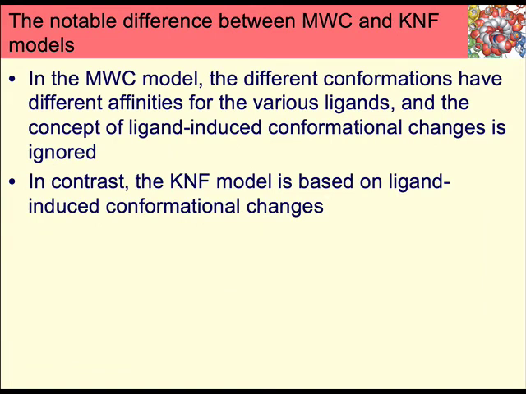And again, we're not going to talk about it in great detail, but we'll show you the contrast between these two. Here's the notable difference between Monod-Wyman-Changeux and Koshland-Nemethy-Filmer. In the MWC model, the different conformations of an allosteric enzyme have different affinities for the different ligands, and the concept of ligand-induced conformation change is ignored. On the other hand, the KNF model is based on ligand-induced conformation changes. And I'm sure that these two statements provoke some questions for you. We won't have to worry about these points too much. I don't think they're going to come up in the MCATs, but you may want to be familiar with the existence of these two models for allosteric regulation.